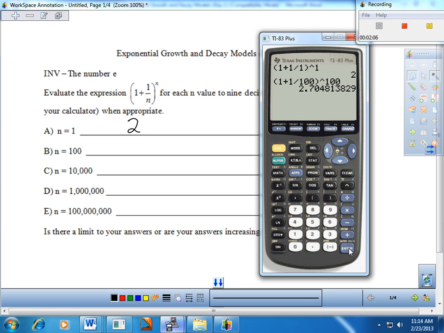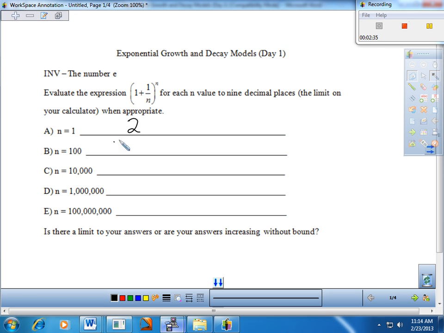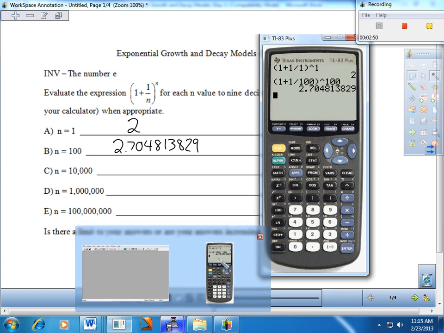And I've got it on my paper here, so I'm going to write the whole thing out. So it looks like 2.704813829. Very nice. All right, let's jump it up a couple factors of 10. So from 100 to 10,000. Here we go. Come on.